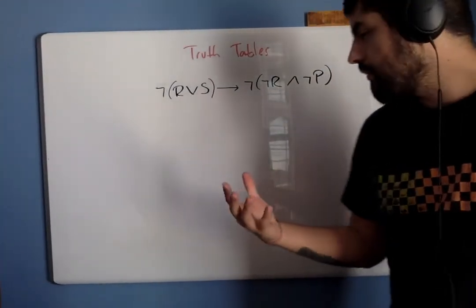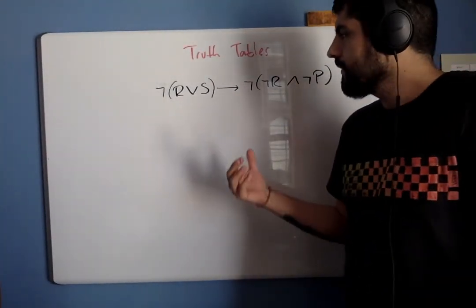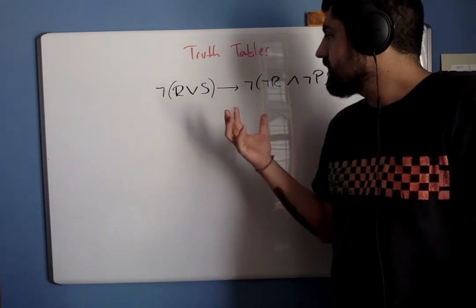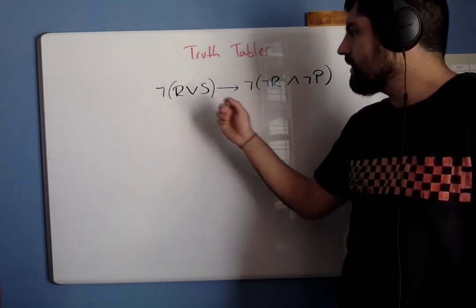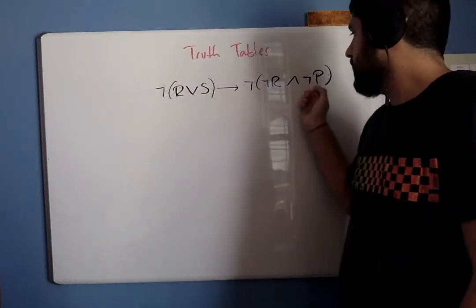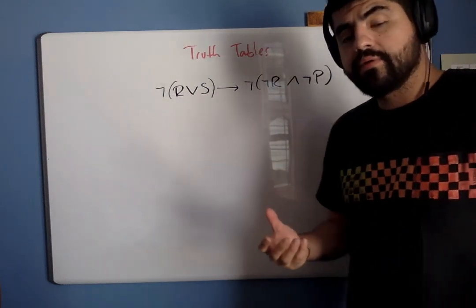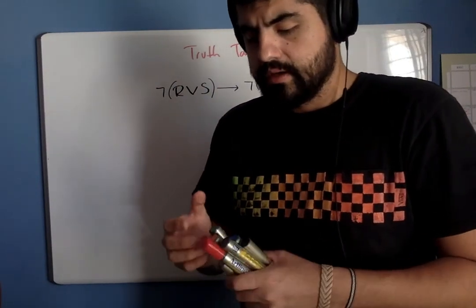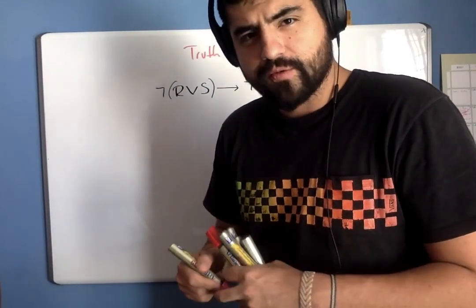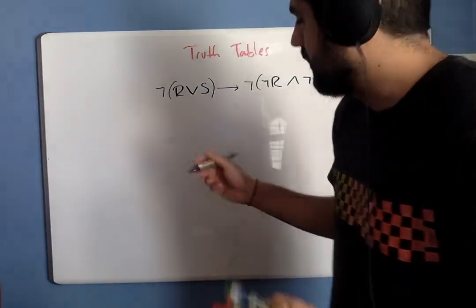So we have here another exercise that is, as you can see, at first sight more complicated because we have R, S, and P. We have 3 variables, okay? So we will need 8 lines. And we are going to solve it.